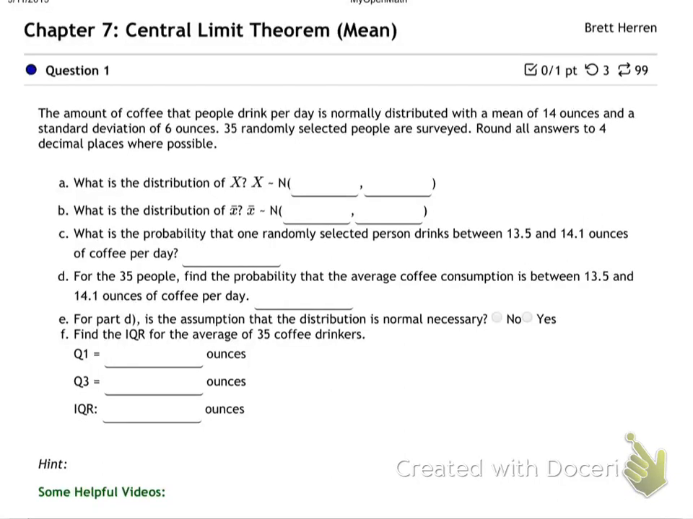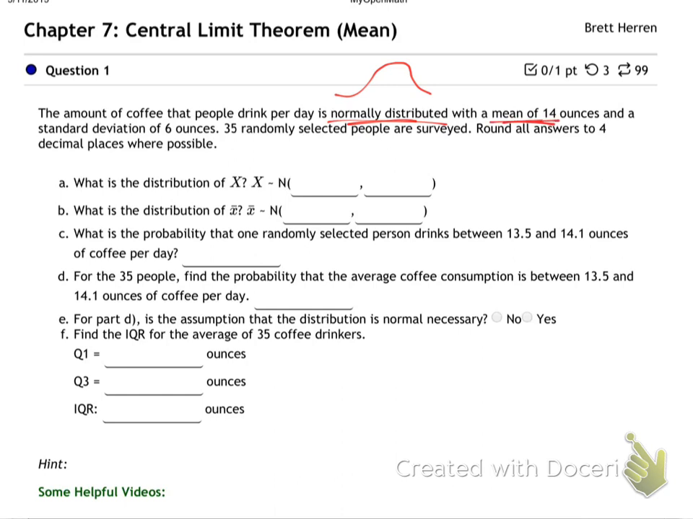All right. So here's how the problems go. First one, the amount of coffee that people drink per day is normally distributed. What does that word mean, normally distributed? It's a bell curve, right? The amount of coffee people drink. So some people drink a whole bunch of coffee, some drink a little bit, but most people are around the middle, whatever that is, the average. Thus you get the bell shape.